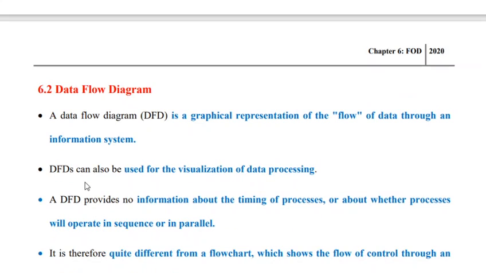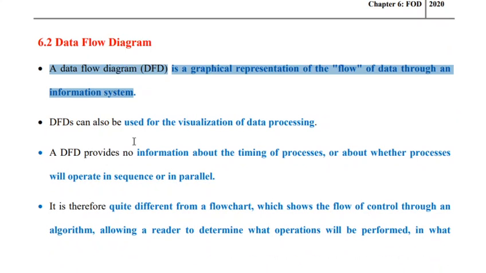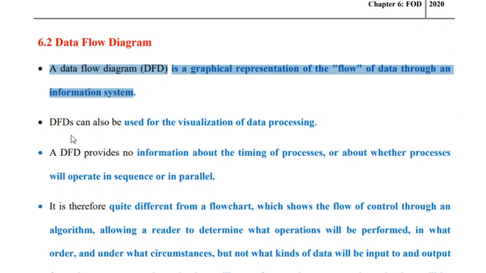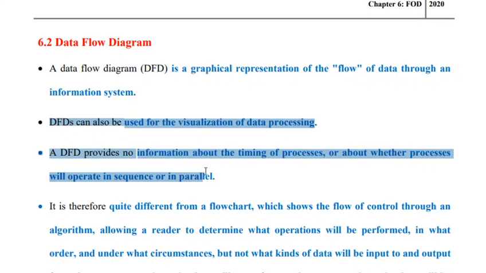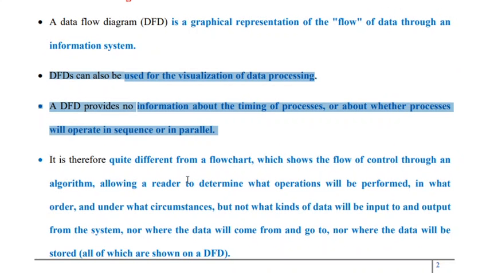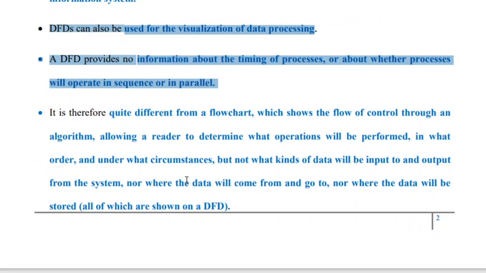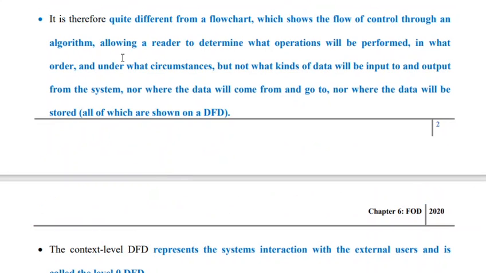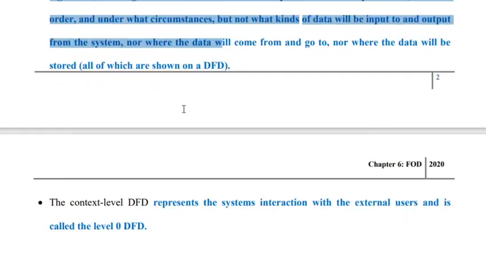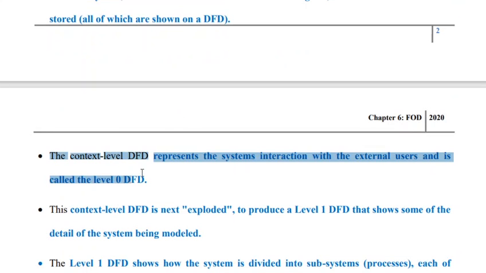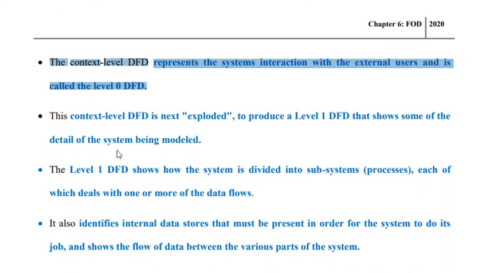Then we learned about the data flow diagram. We learned what a data flow diagram is. It's basically a representation that shows the flow of data. Then we learned about the importance of the data flow diagram. We learned that the data flow diagram is not capable of representing parallel execution, right? And we've learned about the difference between a data flow diagram and a flow chart. Then we learned about what a context diagram is, how it should be labeled, and how it should be named.